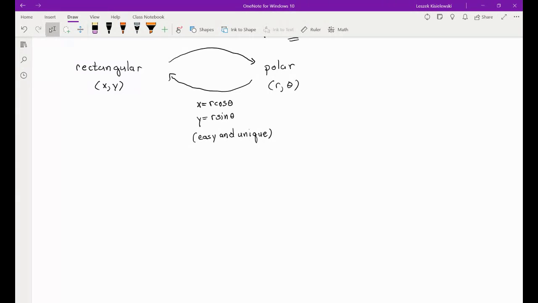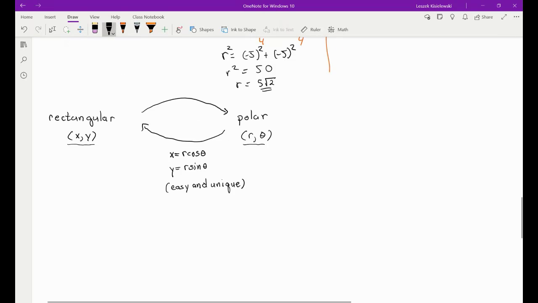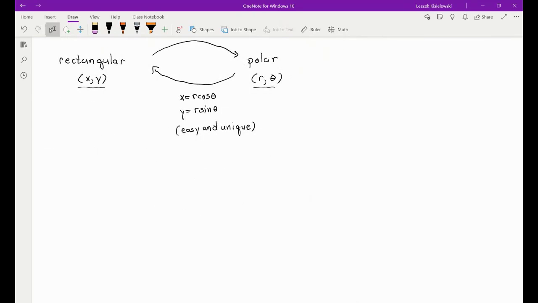So what we have to get used to in our calculus course when dealing with polar coordinates is to be able to go back and forth between the rectangular representation of a point and polar representations. Okay. And going from polar to rectangular is actually quite easy, right? Because we have formulas. So as soon as you know r, you know theta, you can get the corresponding x and y coordinate. And furthermore, it's unique, right? Given an r and a theta, there's only one point that you're going to get.